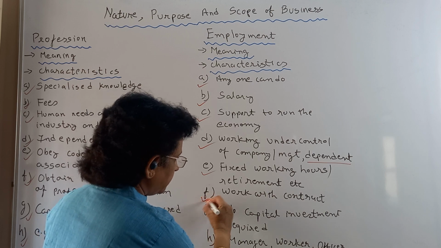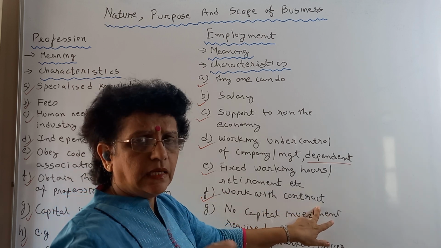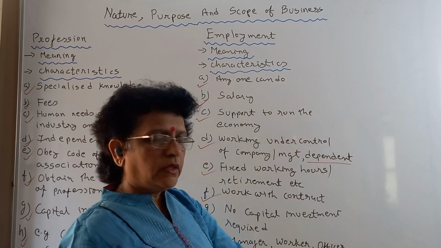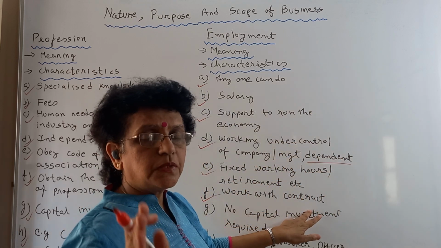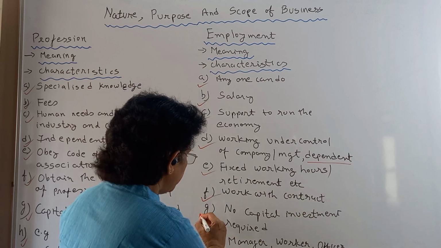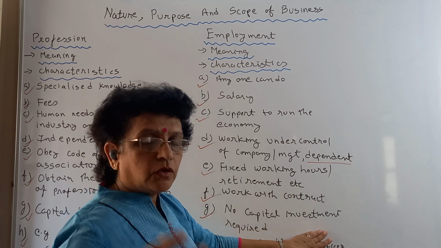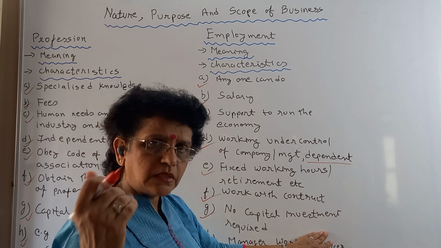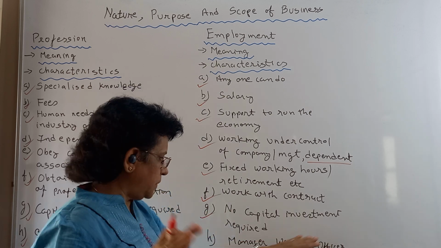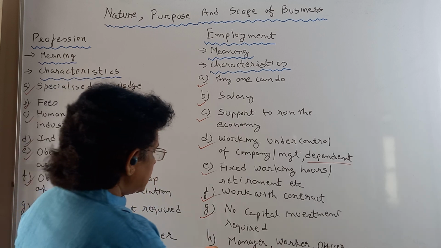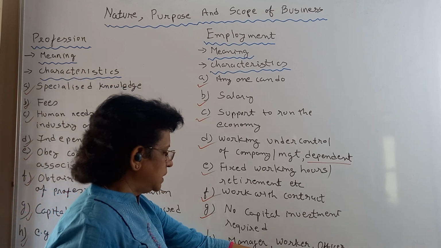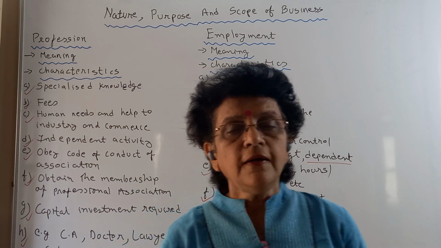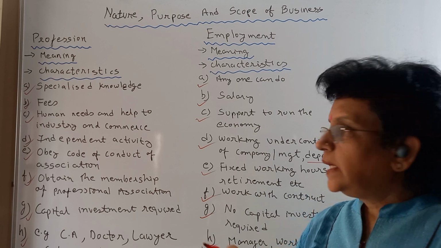Here, the work is with a contract, as I have explained, that there will be a contract between employee and employer in which all the terms and conditions are written. No capital investment is required. You don't have finance, that's why you are working, otherwise you may have your own business. But finance is a problem. Here you can say, for example, a manager, worker, officer, all those who are enrolled themselves are known as an employee of that company.